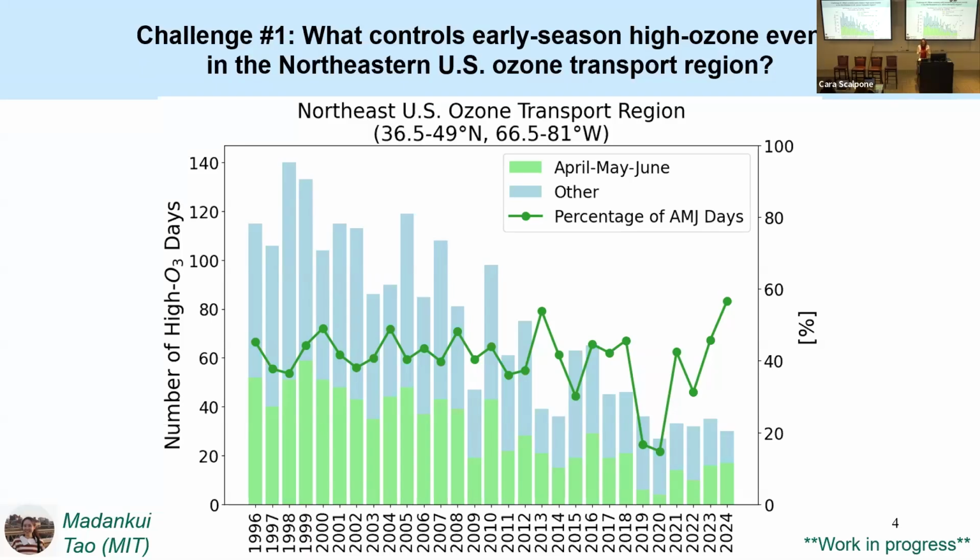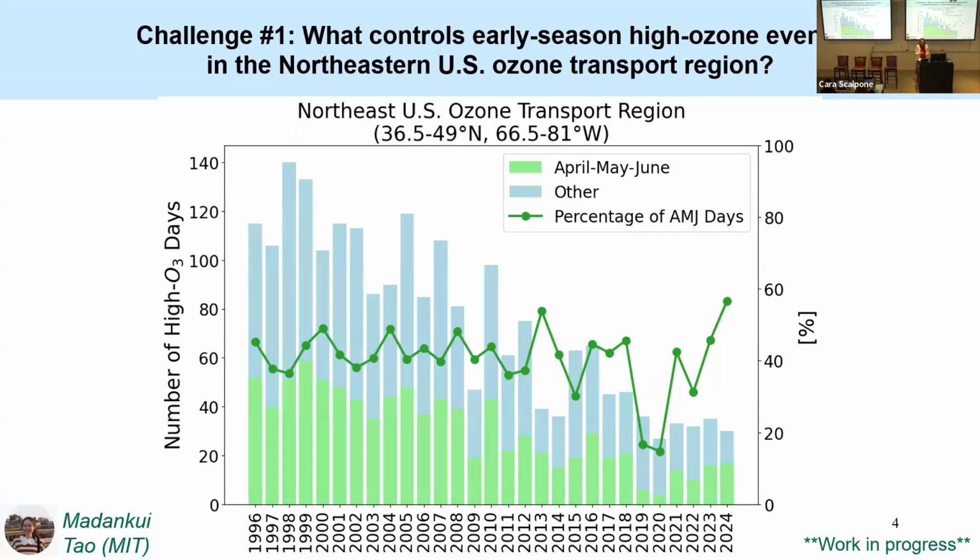So what are sort of thought of as early season events are shown in green, the green bar chart, and then the blue is the other events. And the percentage is shown on the right-hand axis as the green line. And you can see that percentage of early spring, or early season, I should say, events is hovering about 50%.